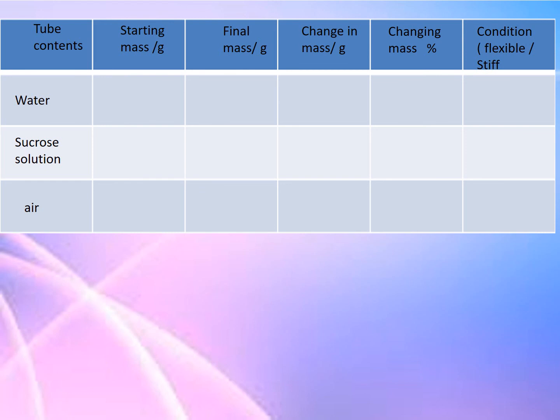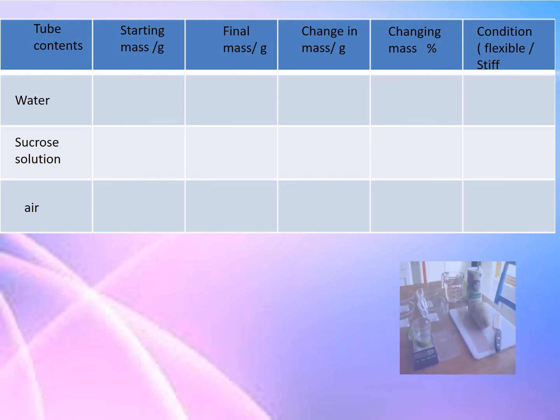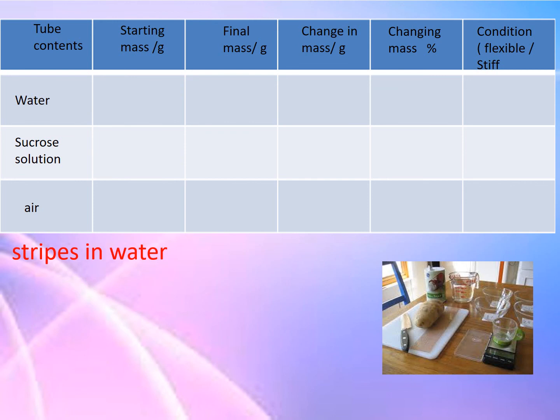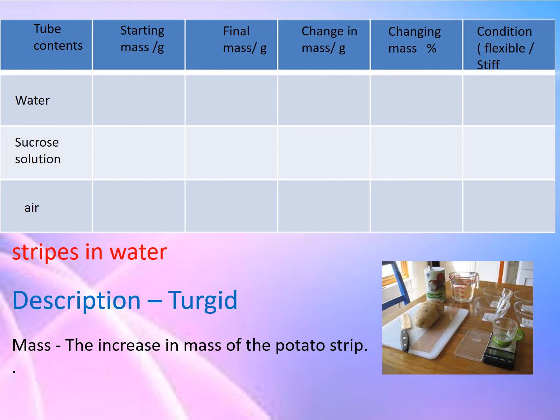Now children, you can record your results in this table and see what has happened to the stripes in water. What can you observe in the description? That potato stripe will be turgid. The reason is osmosis. From osmosis, water enters the potato stripe. There is an increase in the mass of the potato stripe.